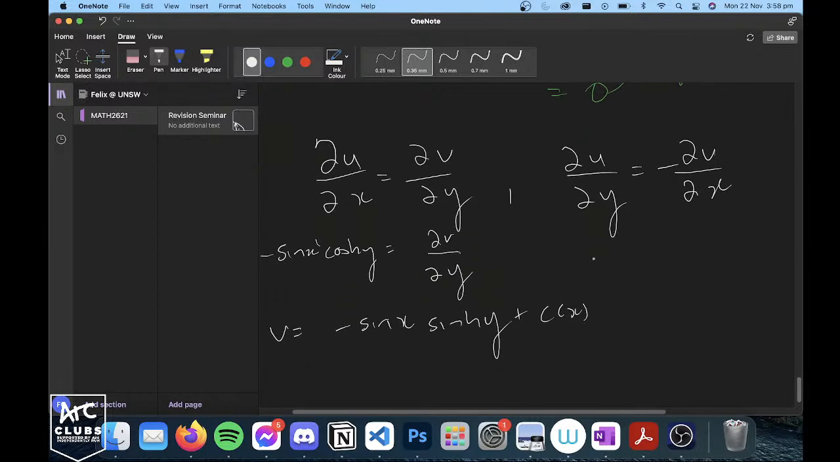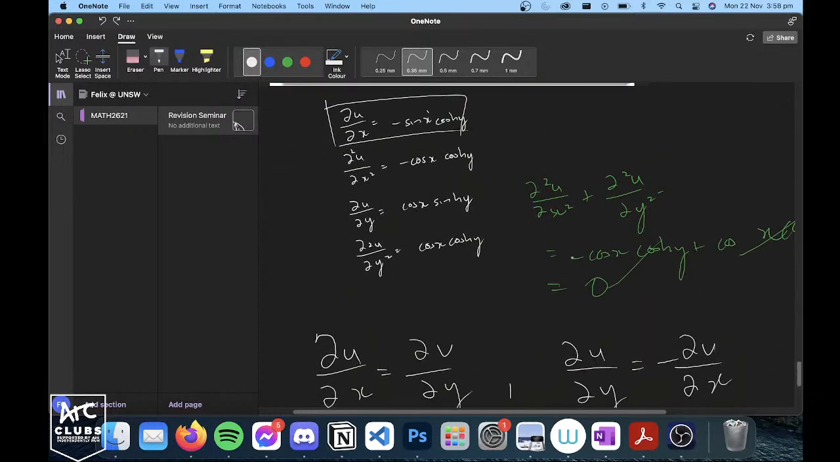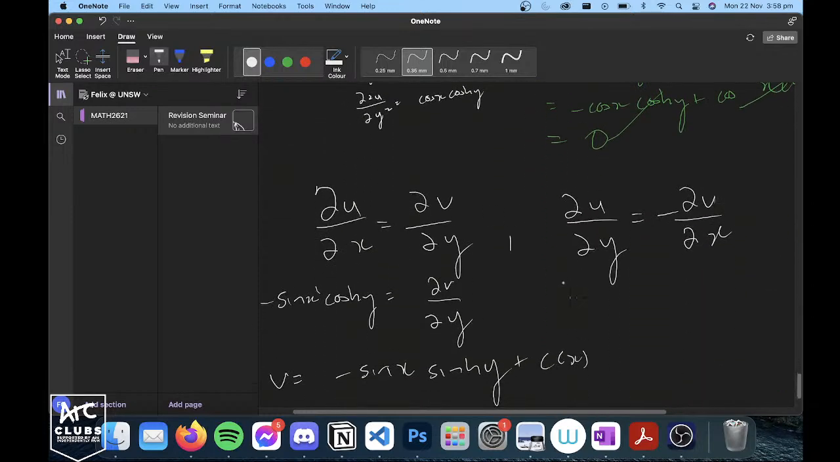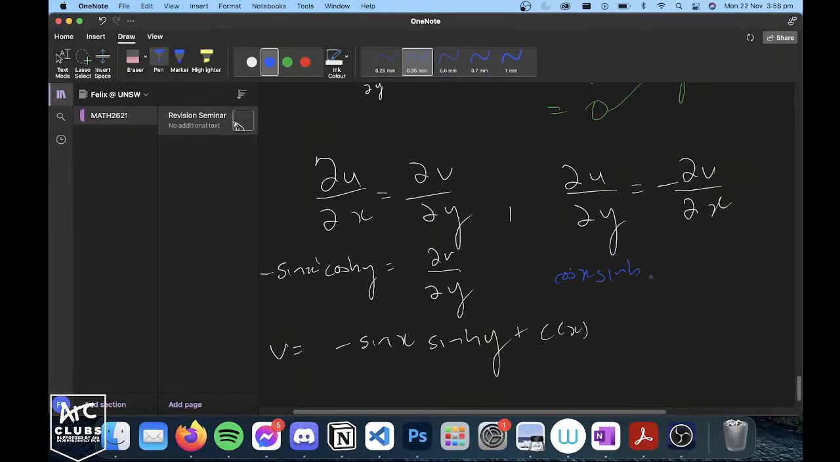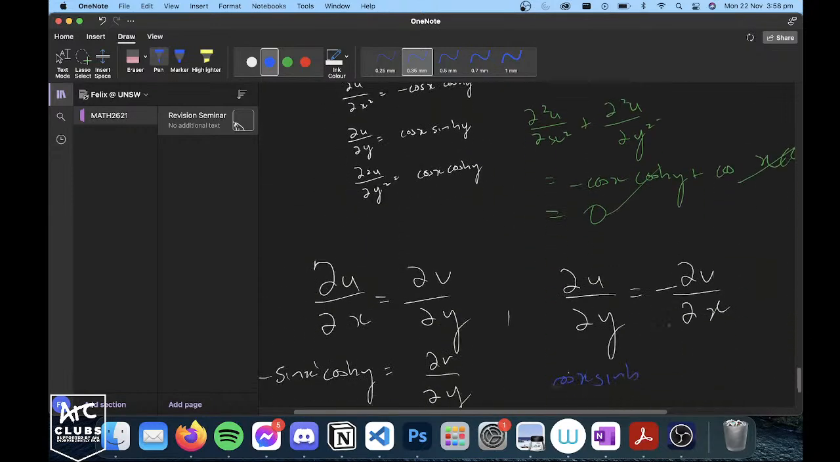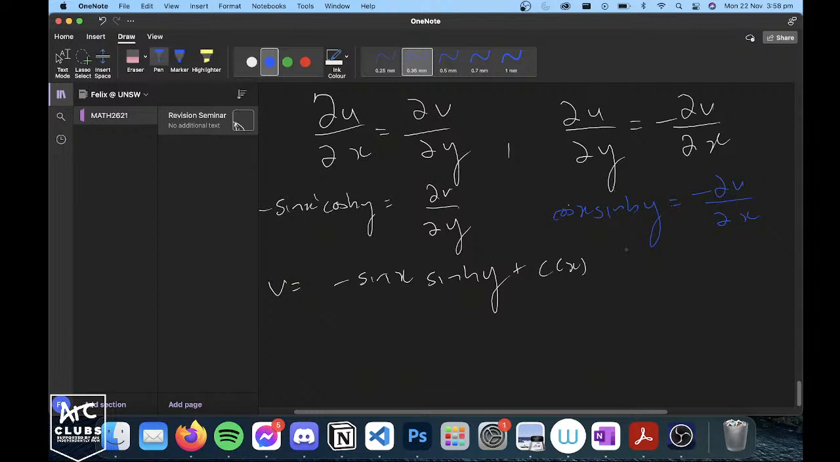And we also know du/dy, which is cos x sine y, is equal to minus dv/dx. We want this to be satisfied as well. This part already satisfies the first equation, so we need to satisfy this one as well.